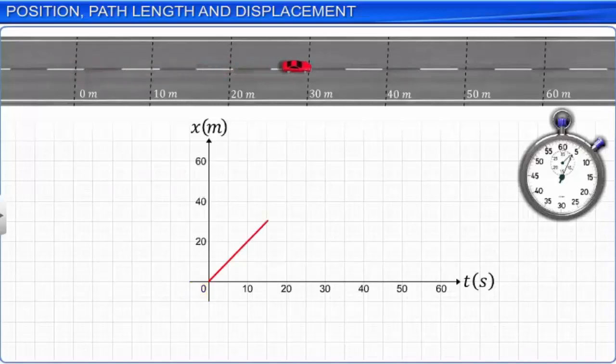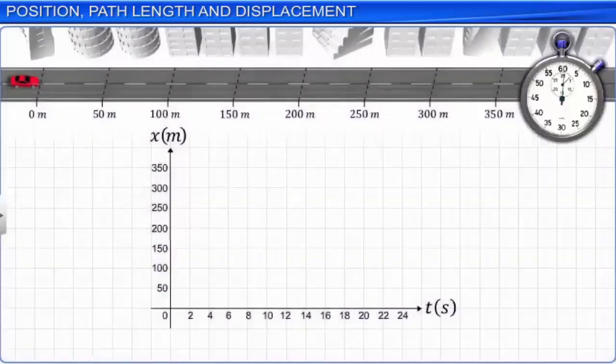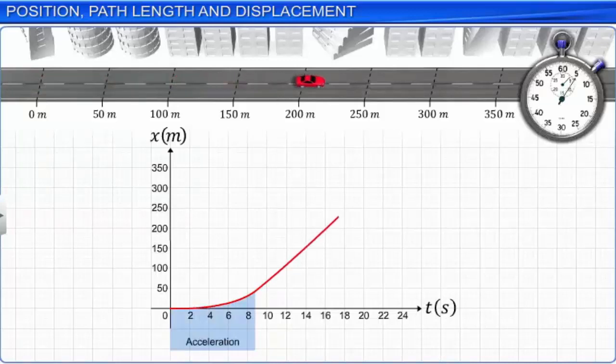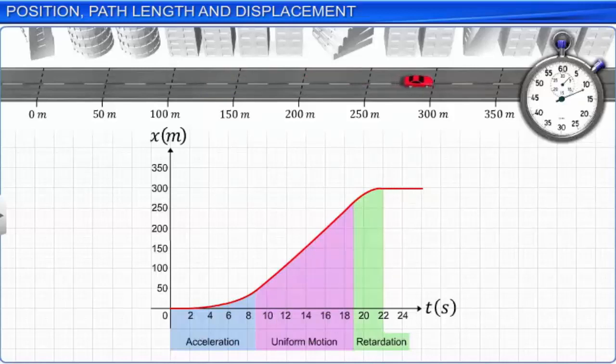When a body covers equal distances in equal intervals of time along a straight line, it is said to be in uniform motion. Case 3. If the car starts from the position of rest, picks up speed and moves with uniform speed for some time, later the brakes are applied and its speed gradually decreases, and the car finally comes to rest, this graphical representation shows all 3 types of motion. That is, acceleration, uniform motion, retardation, and back to rest.